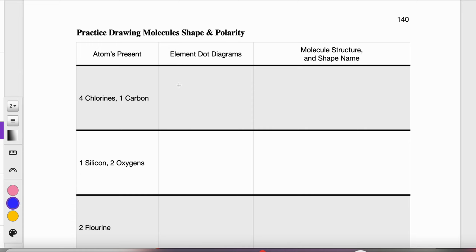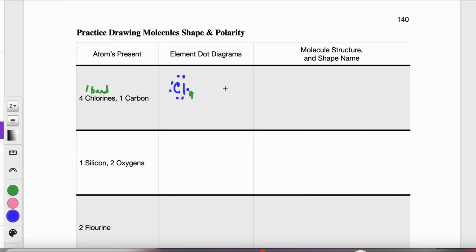So chlorine, its symbol is Cl. Chlorine is from group 17, so that means it has 7 valence electrons. And when I take a look at that dot diagram, that is the only unpaired electron. So that means a chlorine has to form 1 bond.